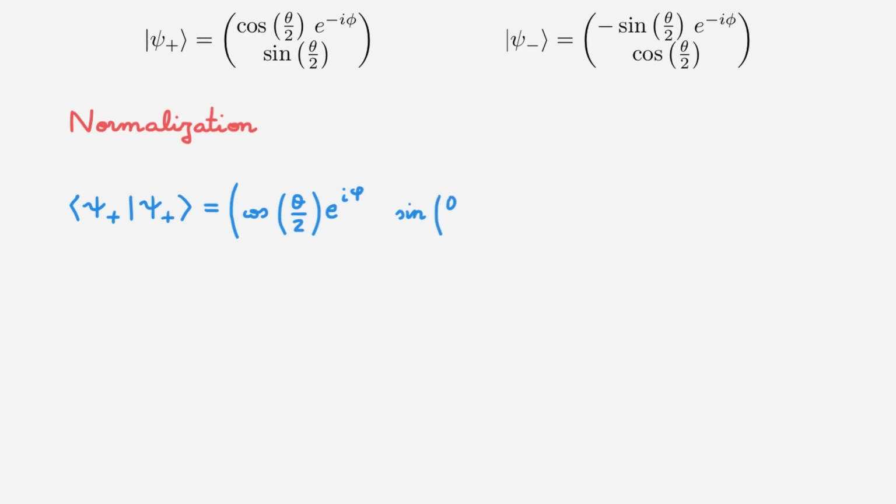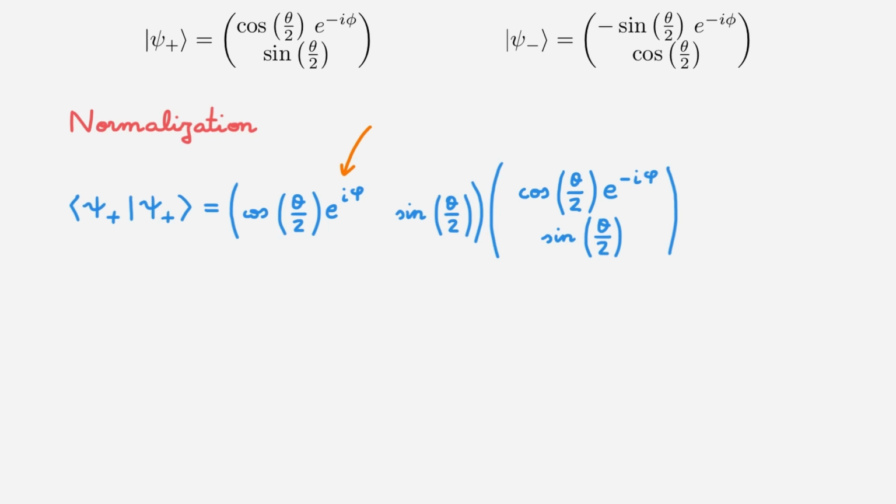To finish, let's make sure that we have an orthonormal set of eigenstates. Let's start with normalization. For psi plus, we need to evaluate this norm. In the matrix formulation, we get this row vector multiplying this column vector. Note that the entries in the row vector involve the complex conjugates of the corresponding column vector, which leads to the change of sign in this phase factor.